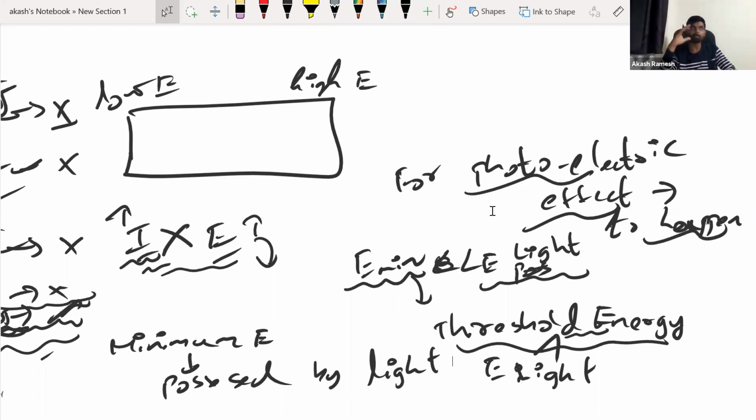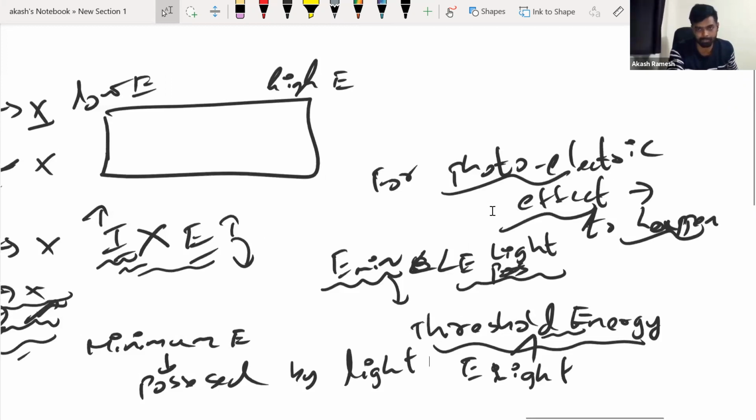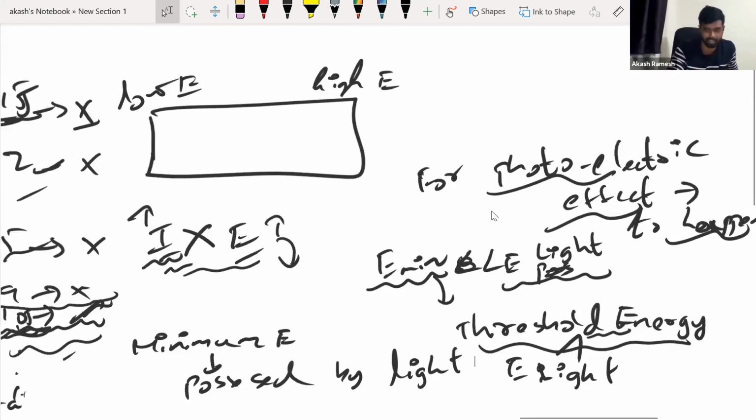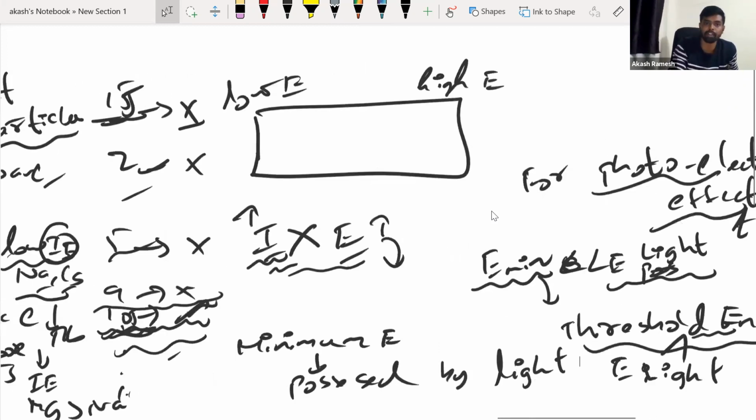There should be some minimum value of energy which must be possessed by the incoming light, or else the photoelectric effect will not happen. You will not be able to see electrons coming out. That's fine. Now, what you have to understand is you have to remember the law of conservation of energy.